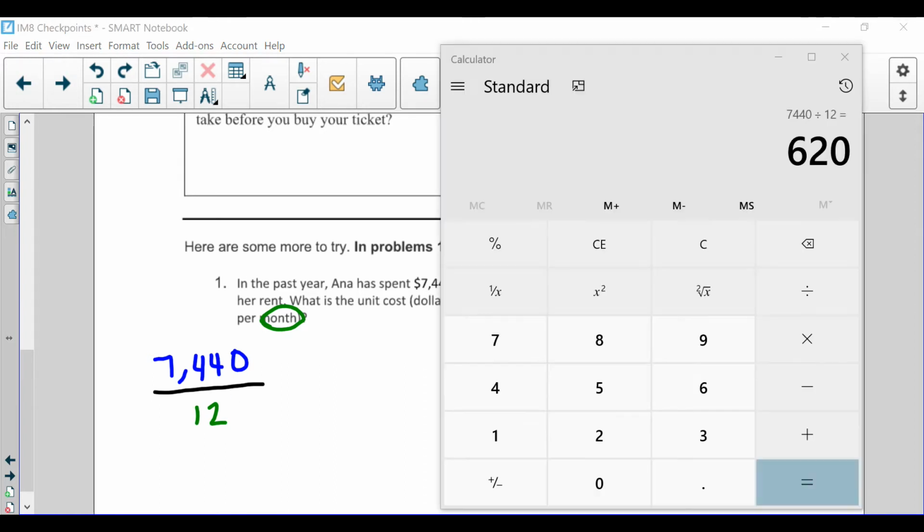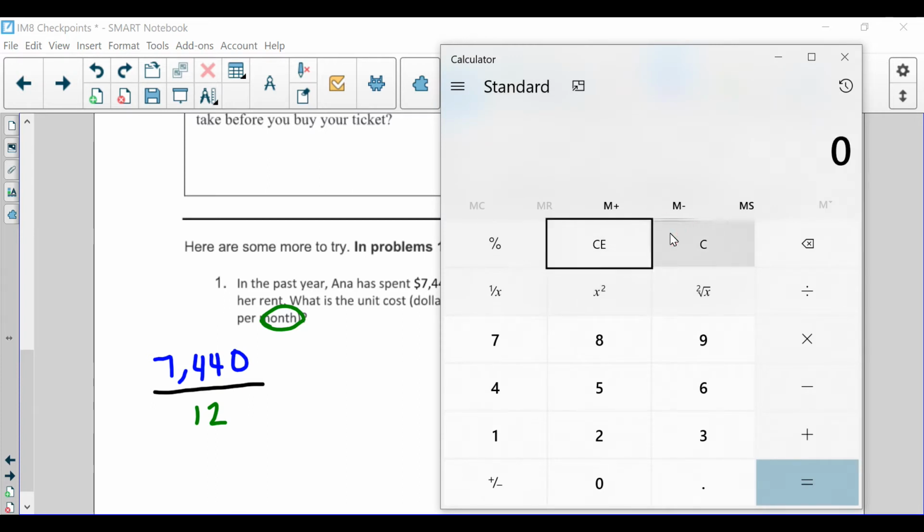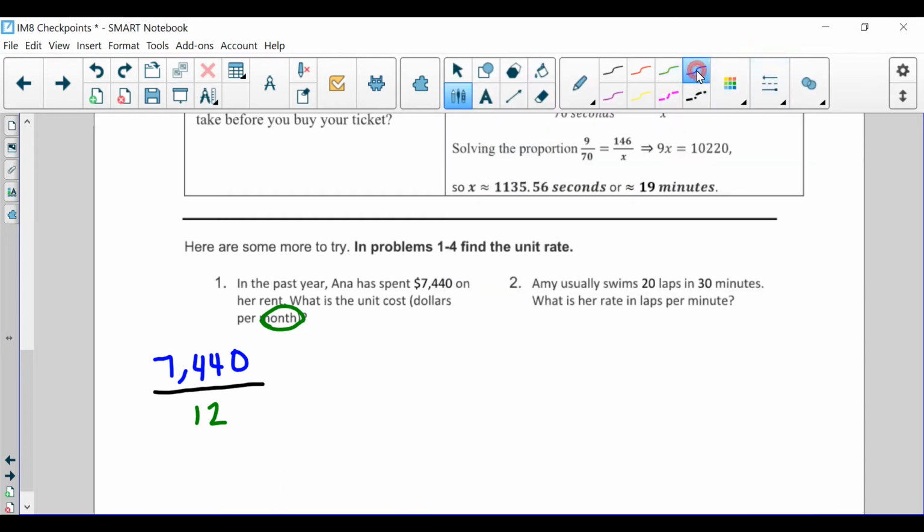And for the sake of this video being shorter, I'm going to go ahead and use a calculator. 7,440 divided by 12, and we get 620. Now I forgot to write this, but we really should be putting, this is dollars, and this is months. So what's really happening here is we're going to say that's equal to 620, and then what's the bottom number? It's per 1 month. So that is the rent per month, 620.